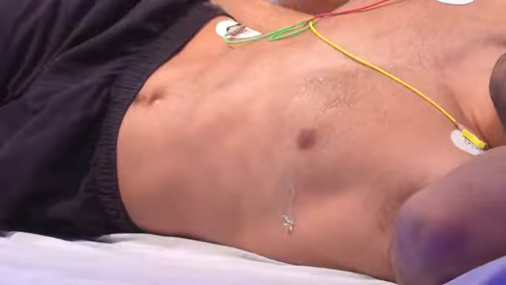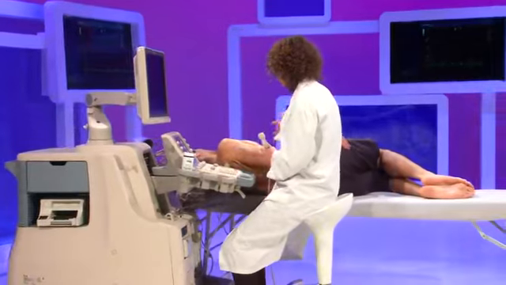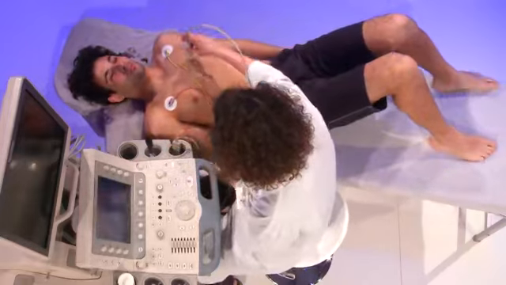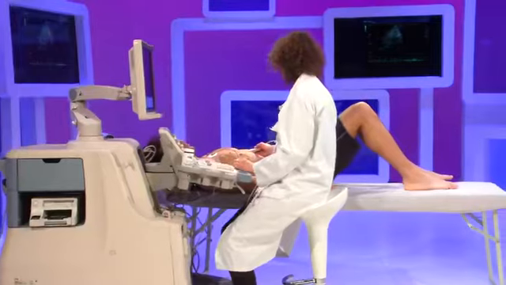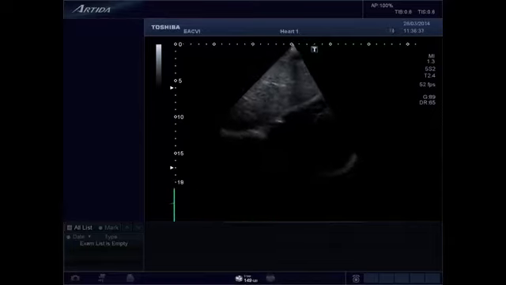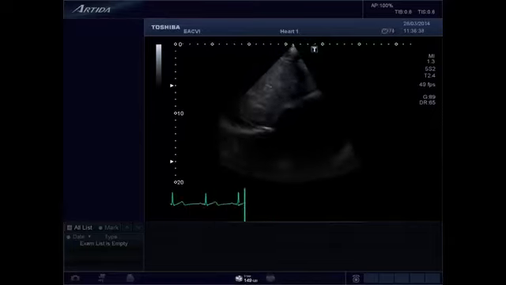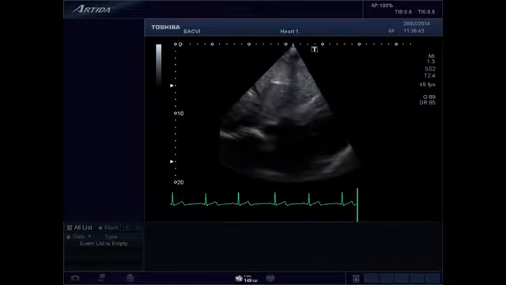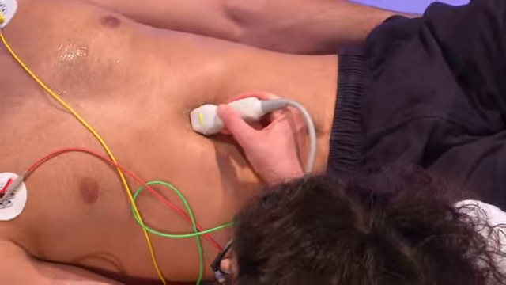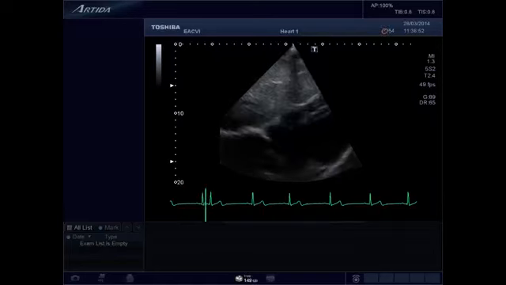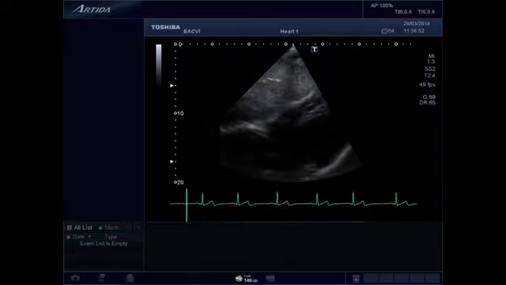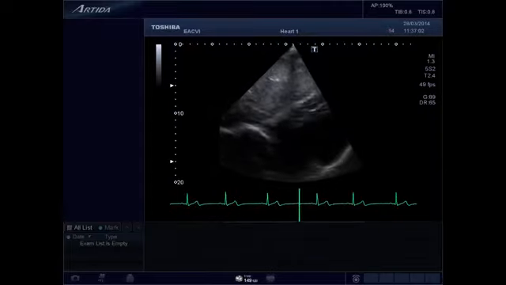Okay, so now we will move to the suprasternal view, maybe to the subcostal view first. So I will ask you to go back here. So in the subcostal view, it can be useful to assess the interatrial septum, because if there is a communication between the two atria, I will be very parallel to this flow in this view. So I will try to check with the color Doppler box that I have no abnormal communication between the two atria.